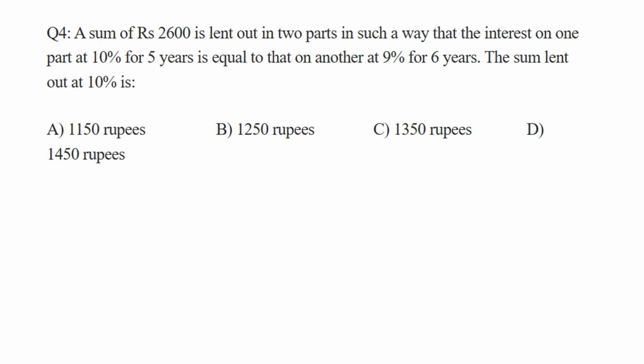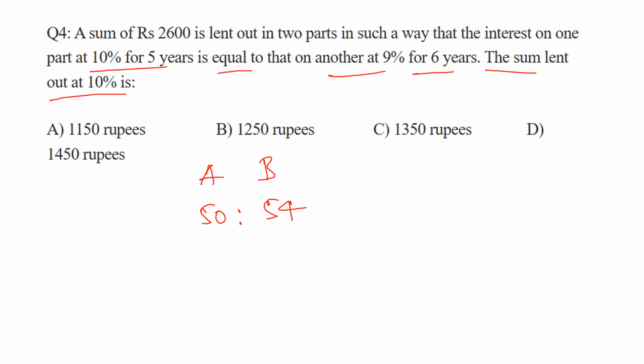So let's see. 10 into 5, 50. So two parts is equal to, right? Another one, 9 into 6, 54. The sum lent out. They are asking this. Let us assume this is A, this is B. How much amount? What is the principal? The principal sum for A. They are asking the sum lent out at 10%, so it should be A only.